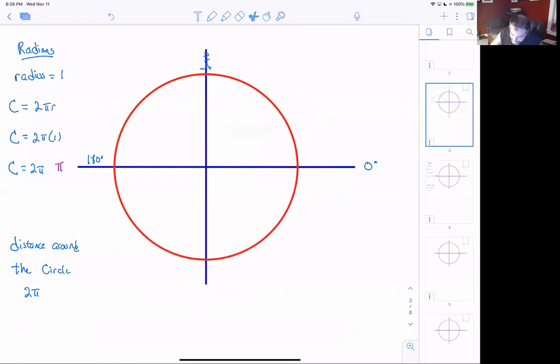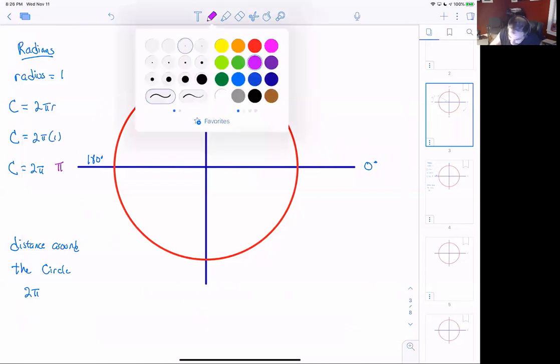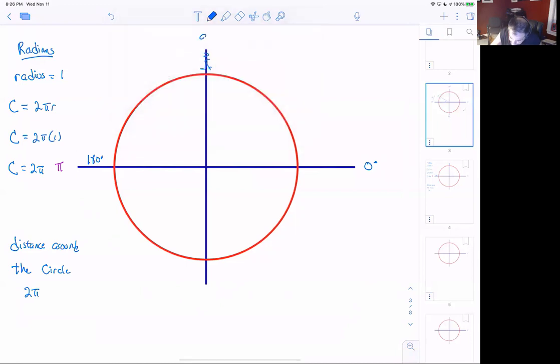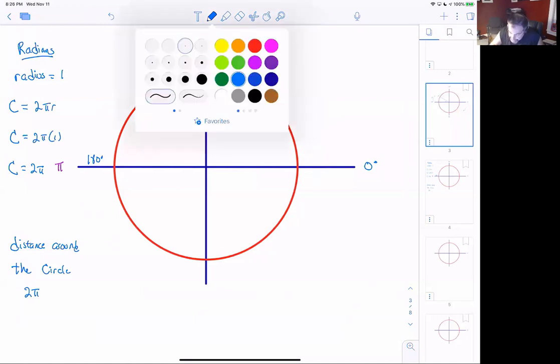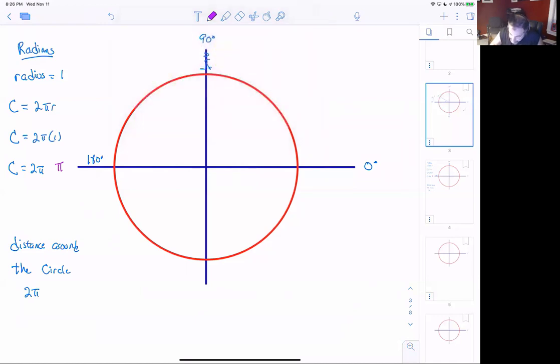I'm now at 90 degrees. So I could say, hey, I'm 90 degrees around the circle, but the person who's going to come pick me up again wants a distance. So this is half the distance I had just done. So in this case, the distance would be pi over 2.